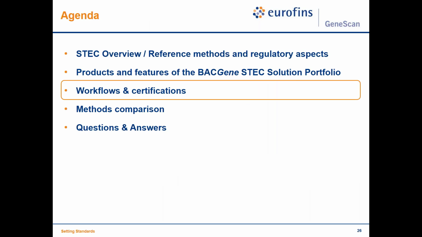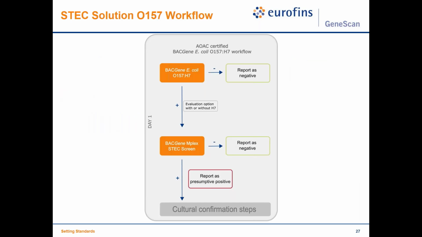Now coming to the next part, the workflows and the certifications. I've mentioned before that we have two screening approaches. The first screening approach is based basically on the historical fact that in the US, the regulation started with the O157. And actually, even though the MLG has changed some time ago, and the FSIS opinion has changed to include the non-O157 STEC strains, a lot of the labs and customers still are actually using this workflow. So it's quite essential to have the workflow.